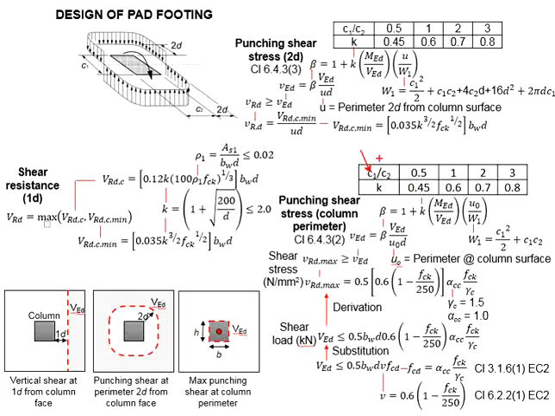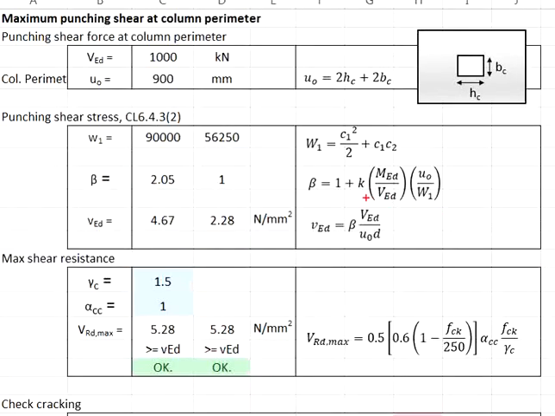C1 is 300, C2 is 150. That gives you a C1 per C2 ratio equal to 2.0. Then you know that your K will be equal to 0.7. Substitute the value into the equation, you get your beta equal to 2.05. And then you can get your shear stress, which is equal to 4.67.